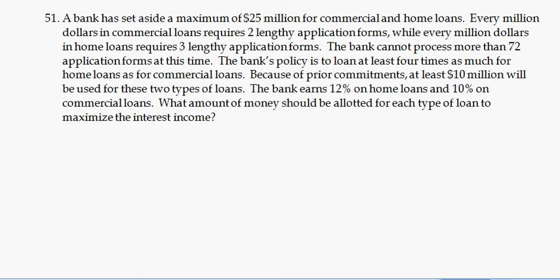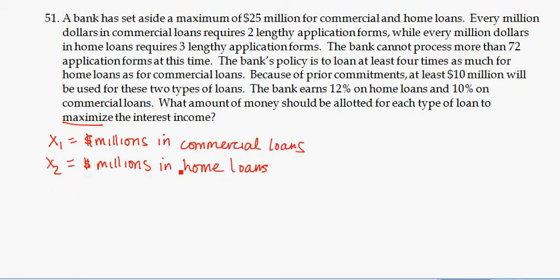As usual with these problems, we want to start by setting those variables. Since we're maximizing, I'm going to choose x values. So I'm going to let x1 equal the millions of dollars in commercial loans, and x2 will be the millions of dollars in home loans. And now we write our constraints.